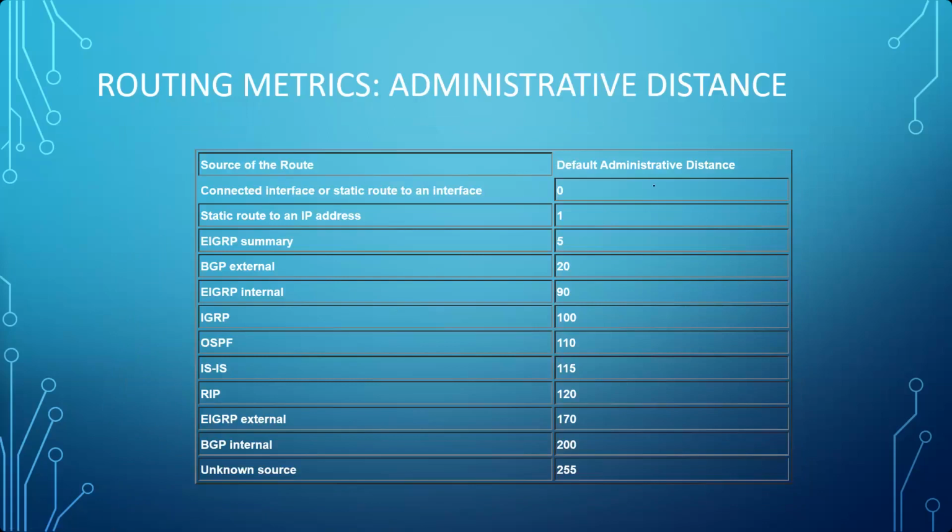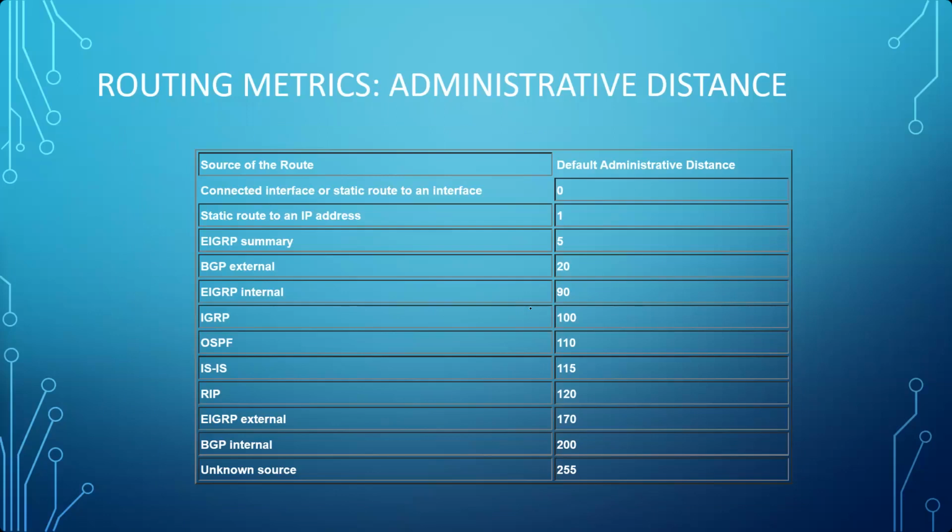So let's talk about the other measurement that we will use in the event we get two pathways to a destination, but each pathway was given to us by a different routing protocol. How do we compare OSPF to IS-IS to EIGRP to RIP to static configured by you to directly connected?